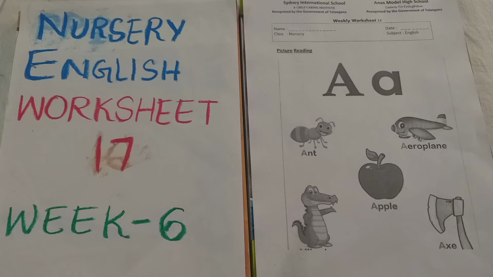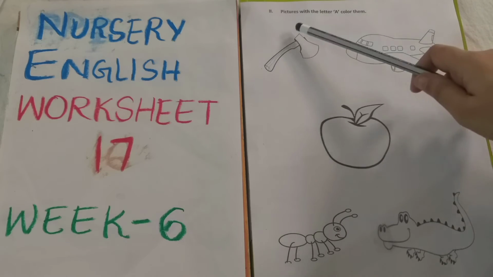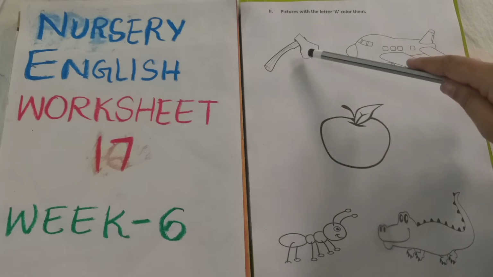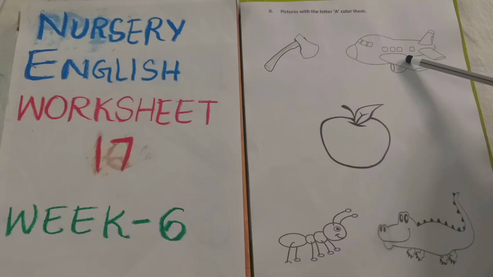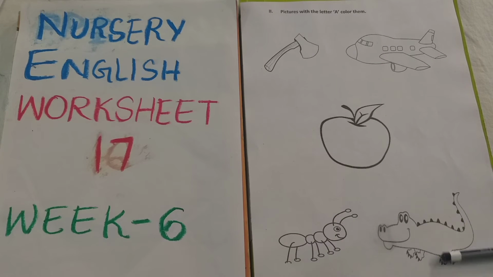After this, if you turn the worksheet, you will have the pictures again. Pictures with the letter A. Color them. You see the heading here? Pictures with the letter A. Color them. You can see the same pictures. A, apple. A, axe. A, aeroplane. A, ant. A, alligator. So here we are going to color all these pictures.